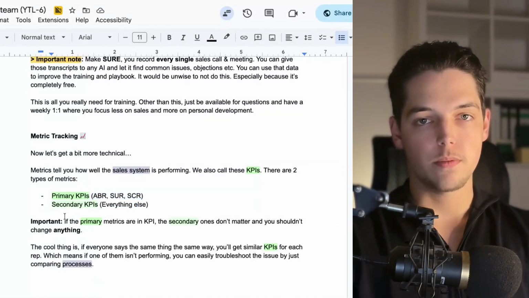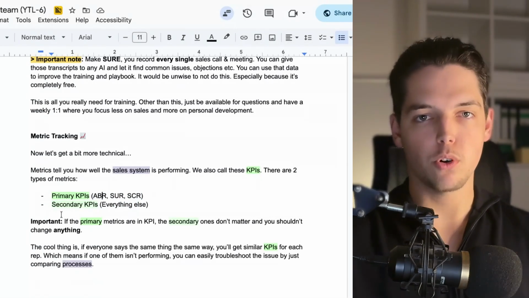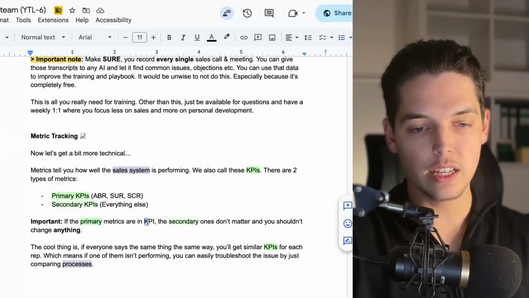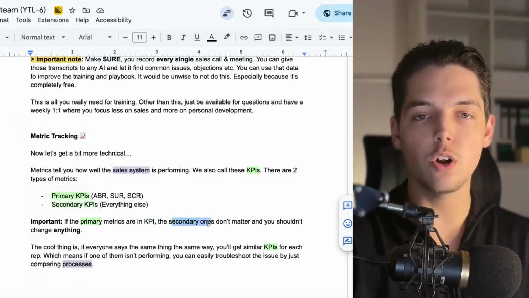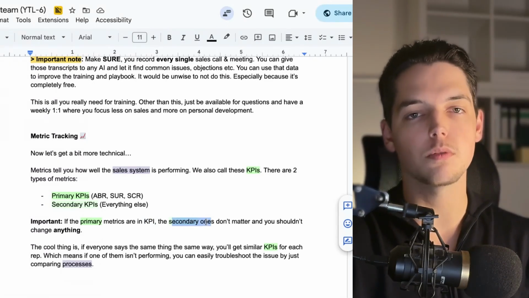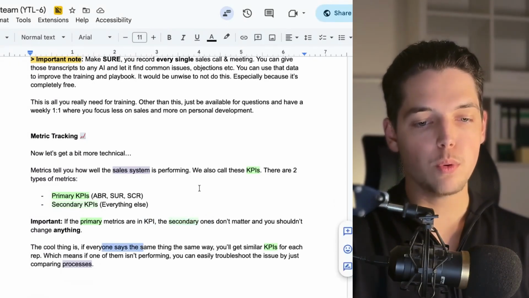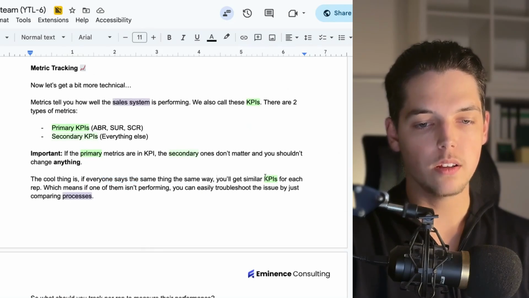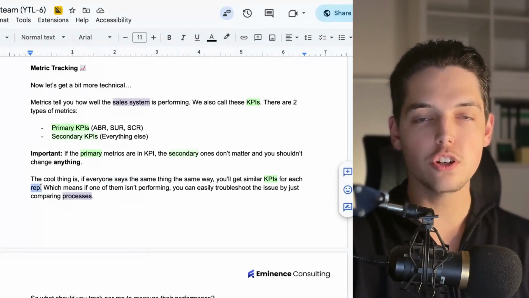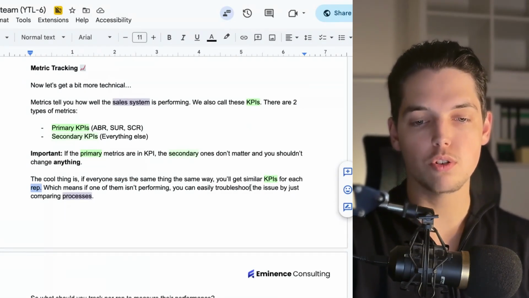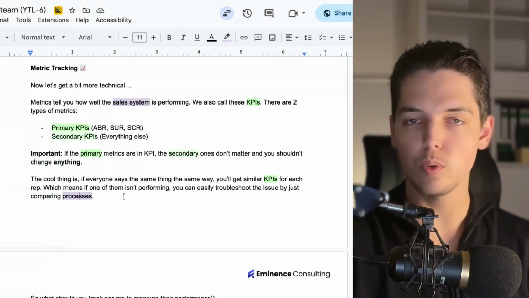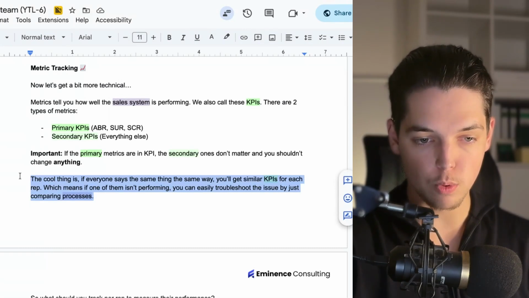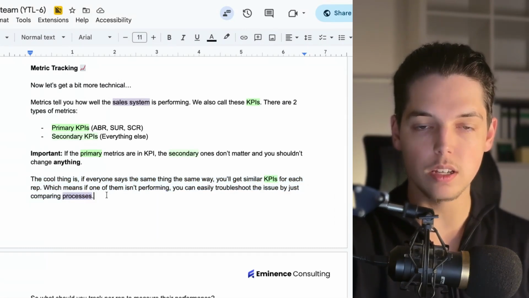Okay? Important, very important, extremely important. If the primary metrics are in KPI, meaning they're in a range that's acceptable, the secondary ones don't matter at all, and you shouldn't touch anything in the entire system. Don't change a word. And the cool thing is, if everyone says the same thing the same way, then you will get similar KPIs for each individual salesperson, which means if one of them isn't performing, you can just troubleshoot the issue very easily by just comparing the processes. It becomes so easy.